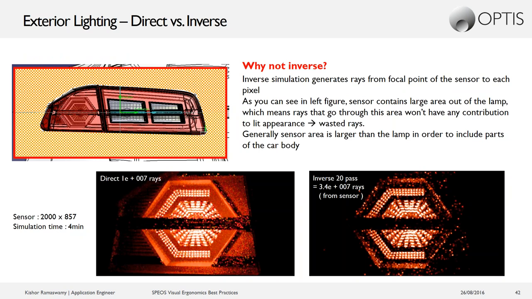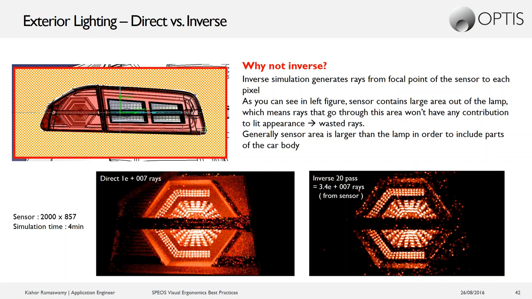Another note on that same aspect. In the top left, you see the frame of a sensor. For inverse simulations, rays are generated from the origin point of your sensor or from the focal point of your sensor and are launched towards every pixel in the sensor. From this figure, we can see that a lot of the area of the sensor does not include the actual tail lamp. So what this means is that a lot of rays that are generated from an inverse simulation will be wasted as they're not going to actually hit the areas that you're interested in.